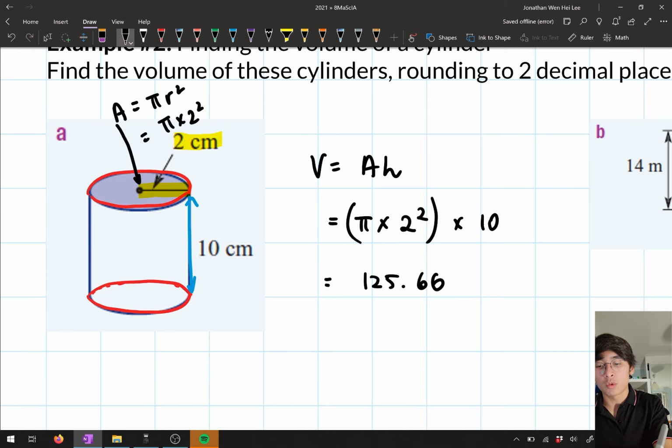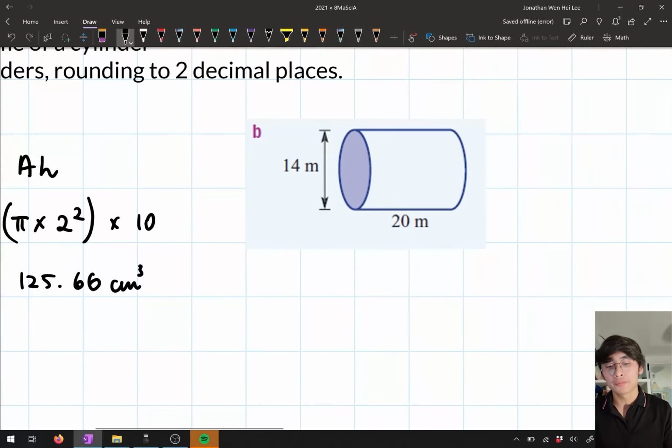Well, all these measurements were in centimeters, so this is going to be in centimeters cubed because it's a volume. Okay, so that's how we can find the volume of a cylinder. The volume of a cylinder can be found by just using the volume of a prism formula, but the area that we're looking at in particular is a circle. Okay, let's have a look at another example.